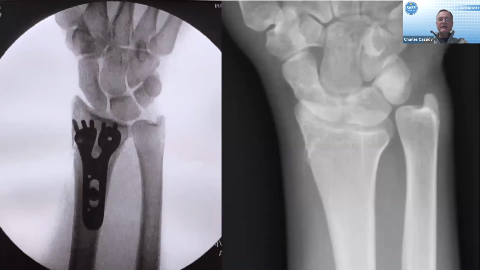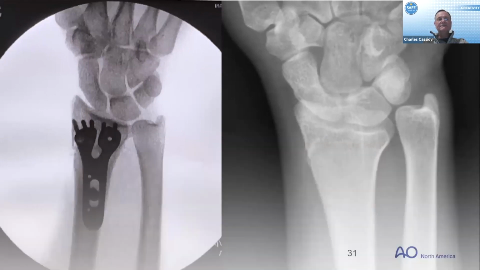That's what it was beforehand. That's what it was after. There's no bone graft that's jacking the whole thing open. It's just correcting the tilt.